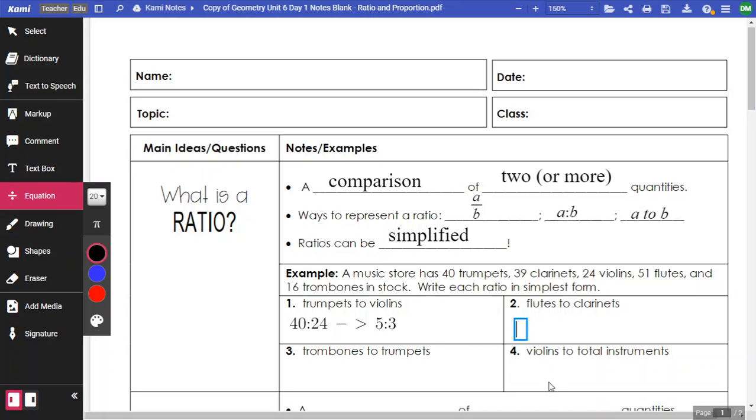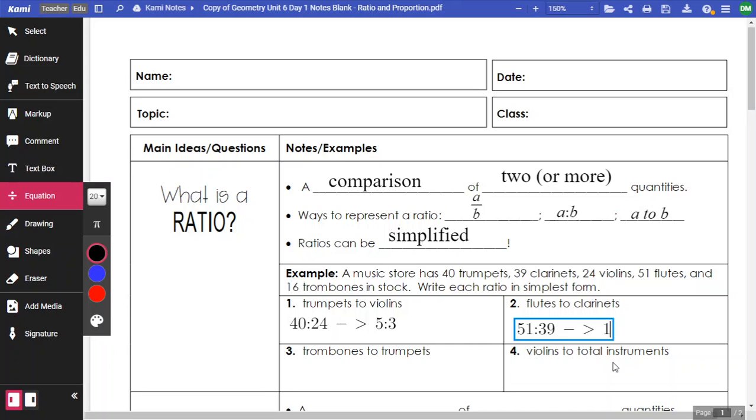Okay, let's take a look here. We've got 51 flutes, and we've got 39 clarinets. So if we want to simplify that, we need to look for a greatest common factor. And a nice little number trick is if the digits of a number add up to something that's divisible by 3, then that entire number is divisible by 3. Well, 5 plus 1 is equal to 6, so I know that 51 is divisible by 3. And 3 plus 9 is 12, and that's also divisible by 3. So both of these numbers can be divided by 3.